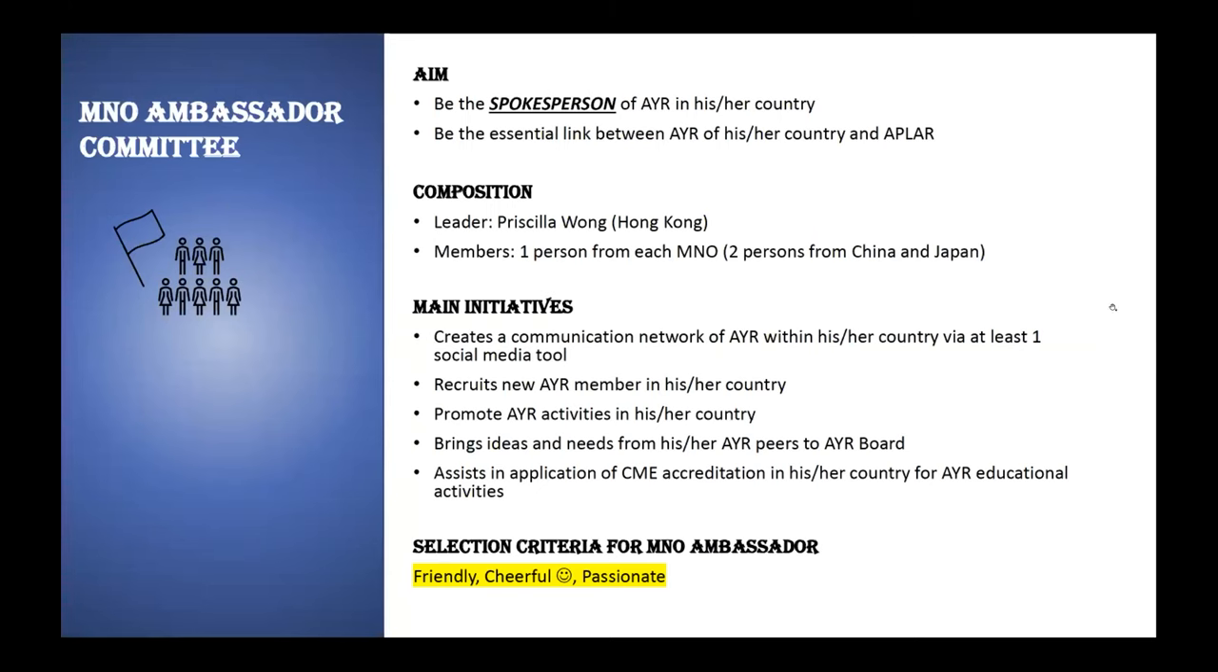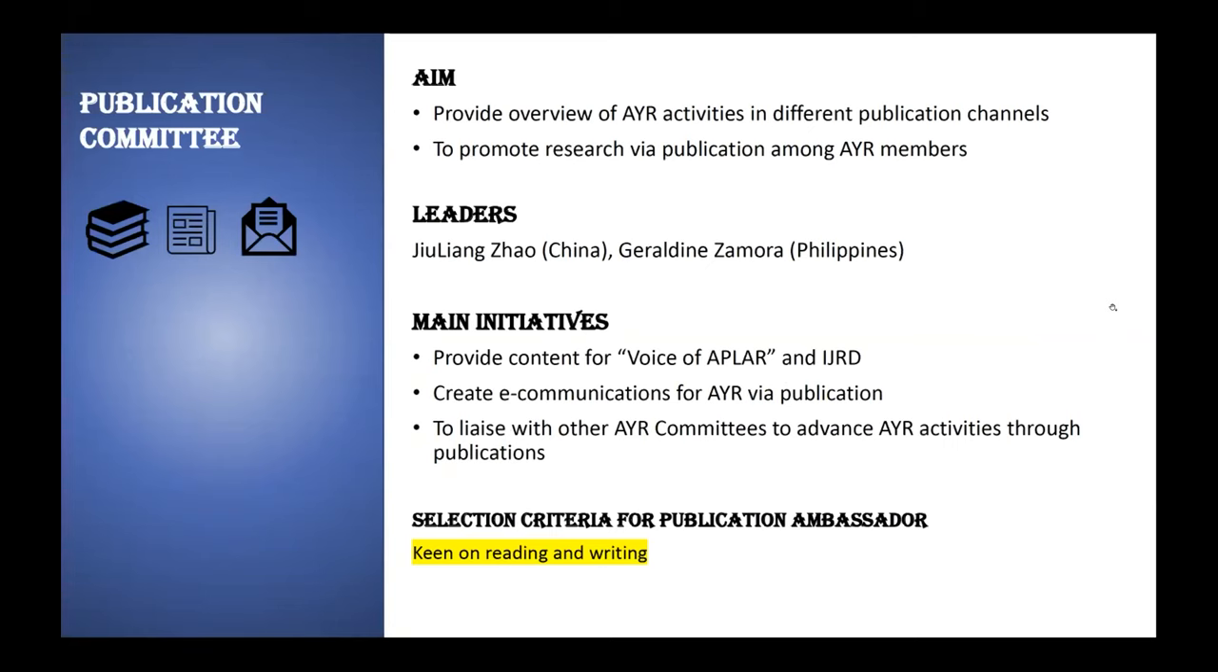And the publication committee is responsible for providing an overview of AYR activities in different publication channels and for providing research for our publications. So the leaders are Zhu Liang from China and Geraldine from the Philippines. We look for people who are keen on reading and writing.